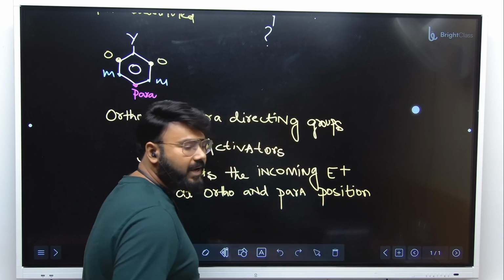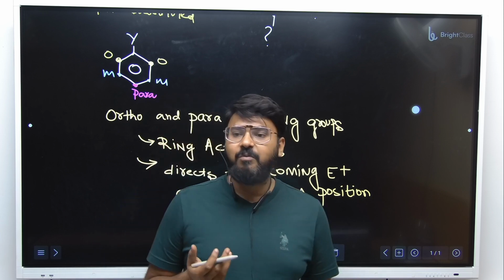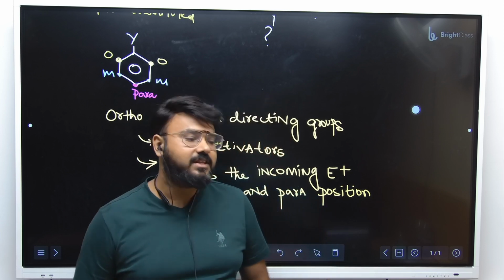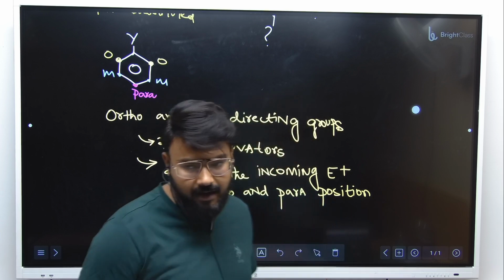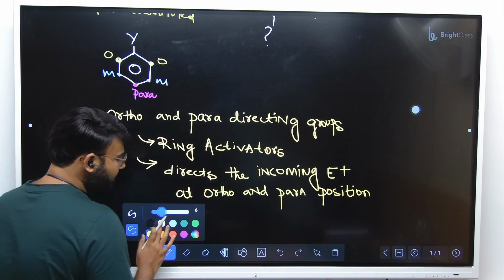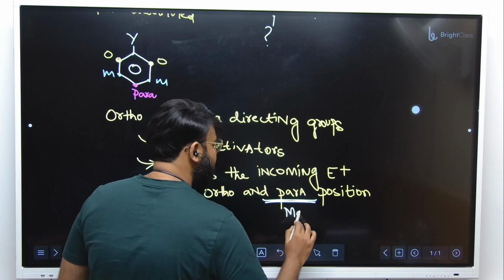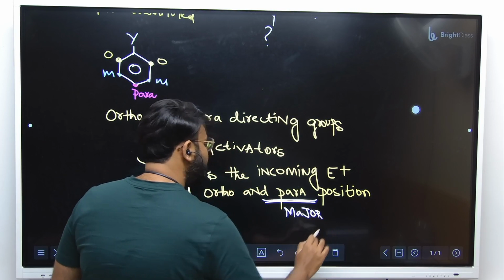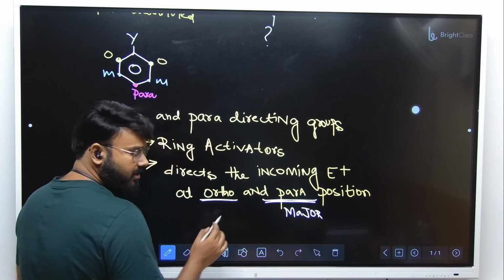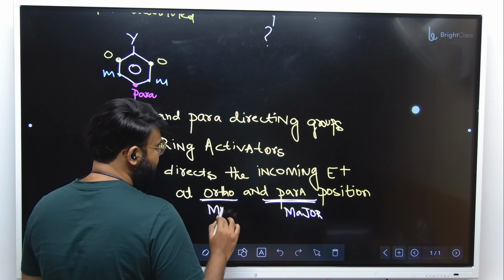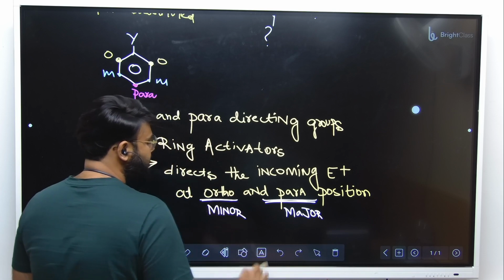It means you will have two answers. One case where it is at ortho, another case where it is at para. Generally you need to remember the para one will be the major product, and ortho will be the minor. Okay, generally.